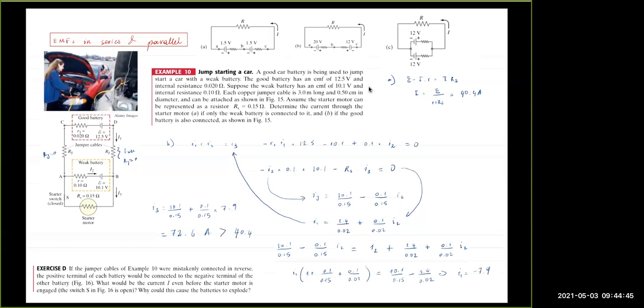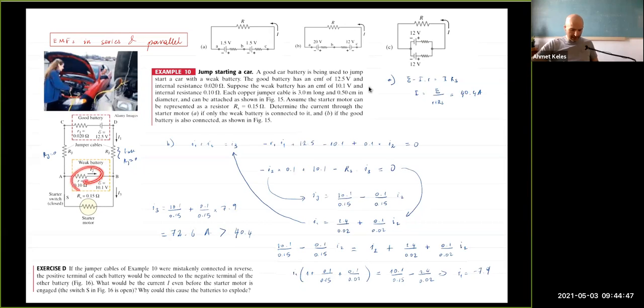So you can see what happens, right? You have like a weak battery, like you have a small voltage, and then you jump start it and you have almost twice as big a current as you had. And that's how your car starts.